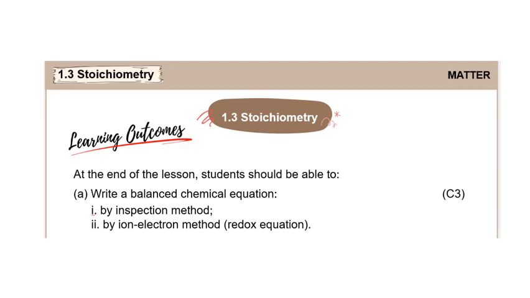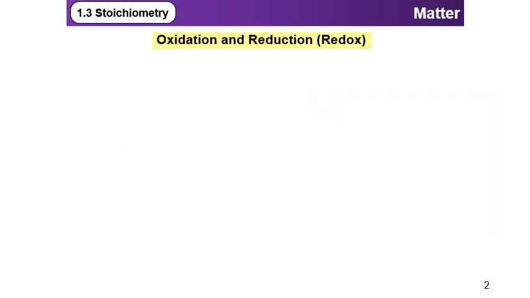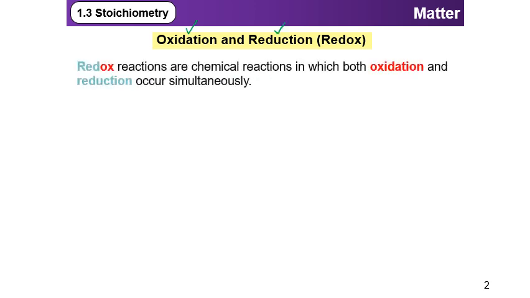Hi, welcome back. In this video, we will focus on how to write and balance the redox equation using the ion-electron method. Before we start, maybe you need to know what redox stands for. Redox basically is the combination of oxidation and reduction. For your information, both oxidation and reduction will happen at the same time, simultaneously.